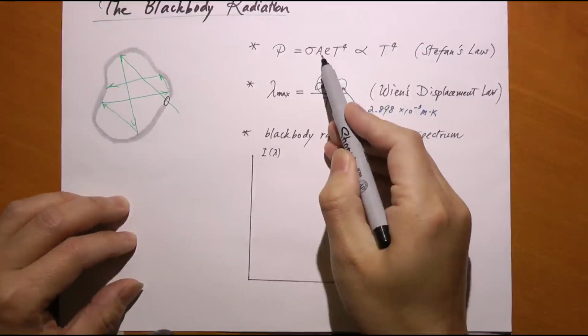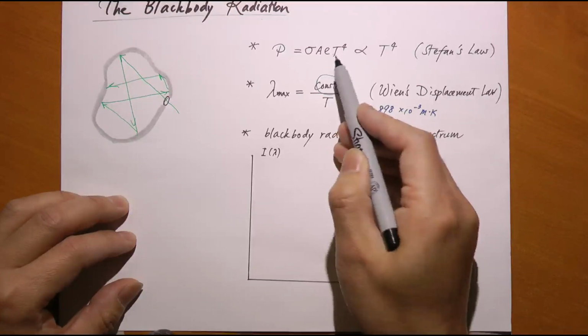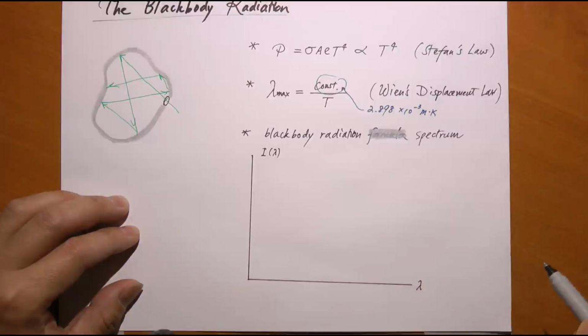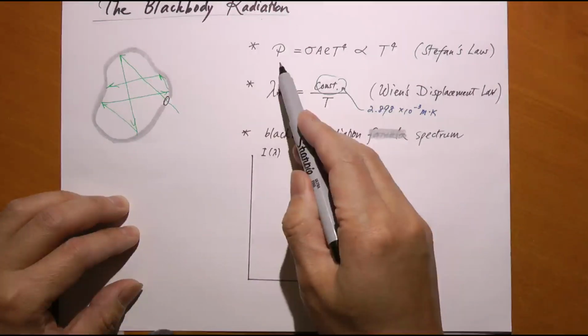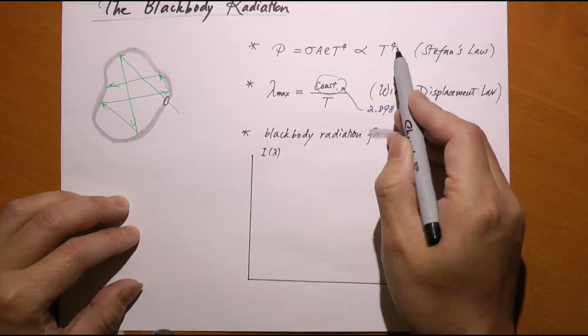A is the total surface area. E is a number, anywhere between 0 and 1. When it's 1, it's an ideal black body, so we're just going to keep it as 1 here. And T is the surface temperature of the black body. So a prominent feature of Stefan's law is that the black body radiation power is proportional to its absolute temperature to the power 4 on the surface.